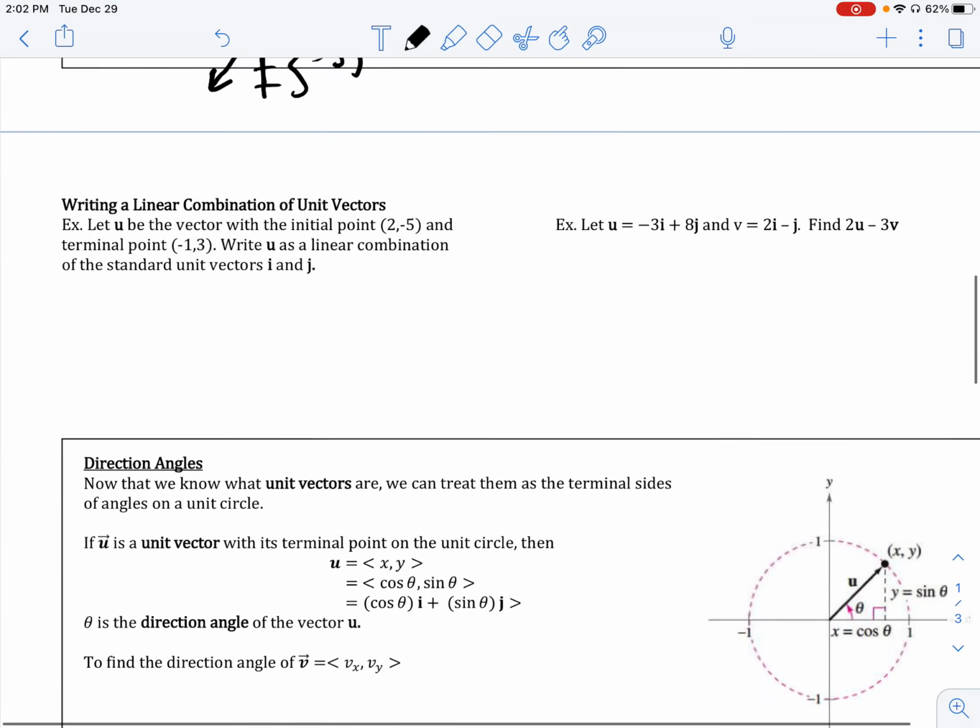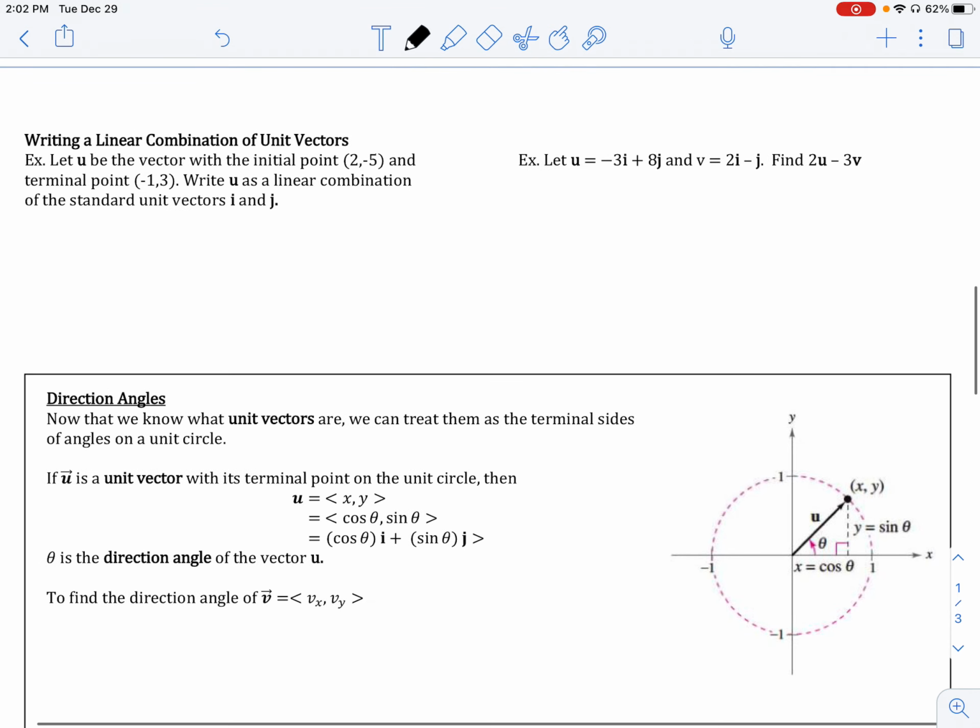So go ahead and pause the video and try these problems here, where you're expressing these vectors as linear combinations and doing operations with them in standard form.